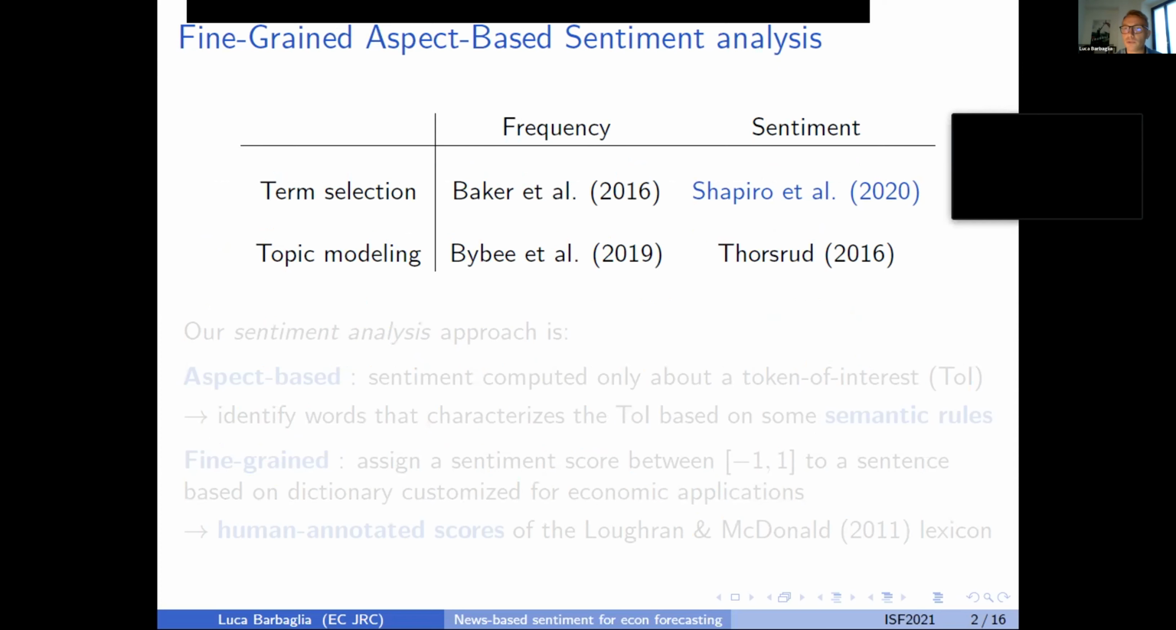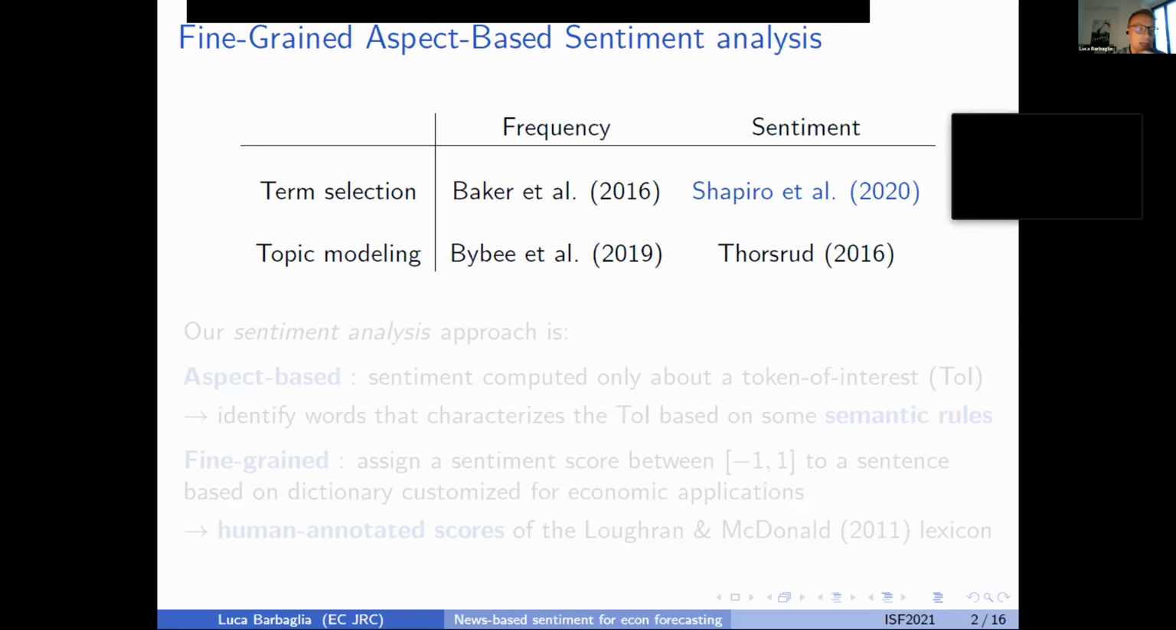In this table, I'm trying to summarize different approaches to sentiment analysis. On the y-axis, you see different ways of selecting the part of text that you are interested in, either term selection or topic modeling, while on the x-axis, you see two ways of computing a measure out of the text that you are interested in. Either you use frequency measures, like, for instance, the EPU by Baker and co-authors, or you attach a sentiment to the words. The tool that we use today goes in line with the top right entry of this table.